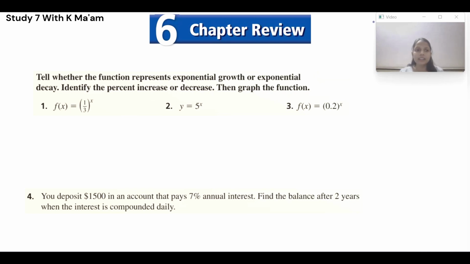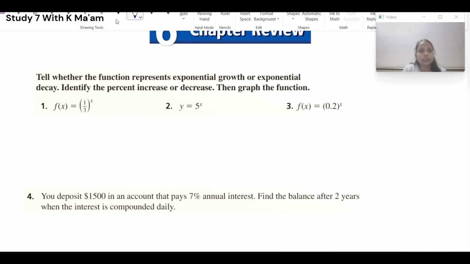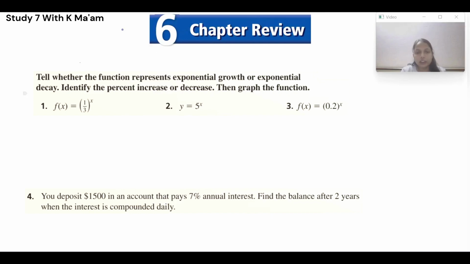Let's start it. So in the first question we have whether the function represents exponential growth or decay. So what was the concept? If you have a b power x, or only b power x, and b is greater than 1, then it is a growth function. If b is in between 0 and 1, then it is a decay function.